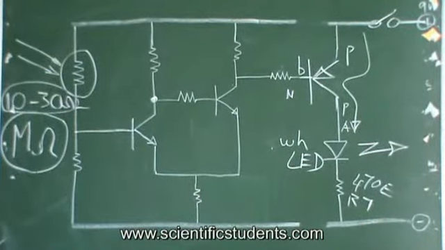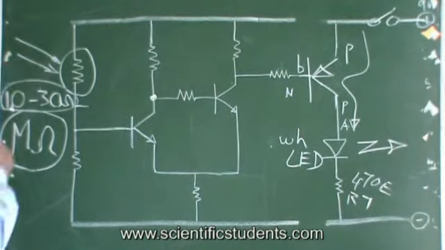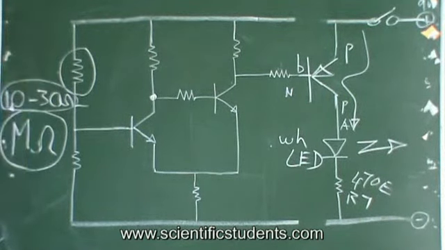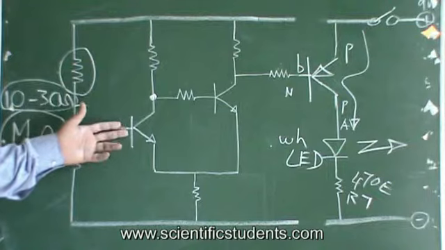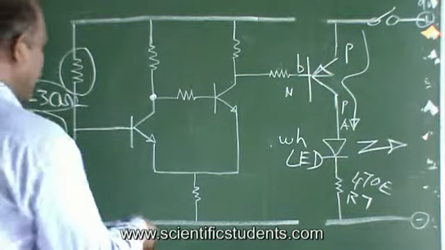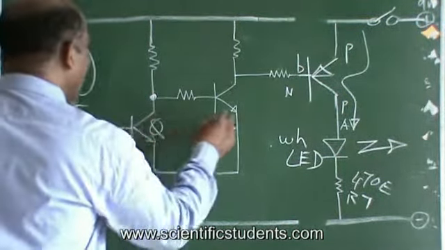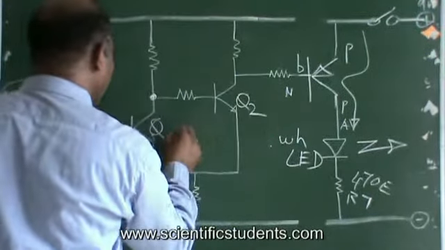The moment in the evening when the light rays go off, no light rays, then what happens? The resistance of the LDR goes up. At that time you don't get base drive to this first NPN transistor. This is Q1. This is Q2, NPNs.